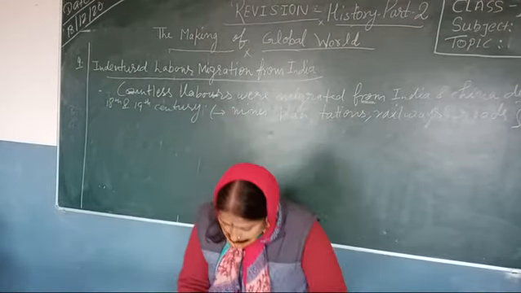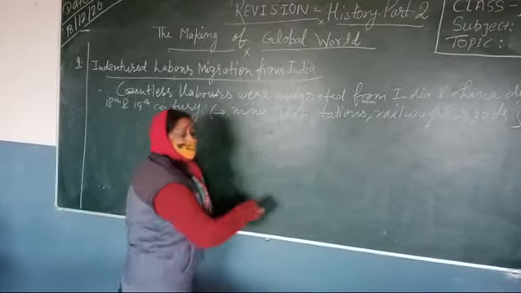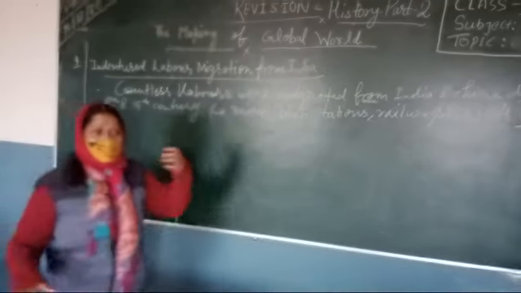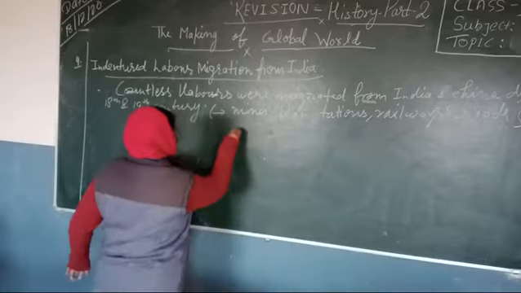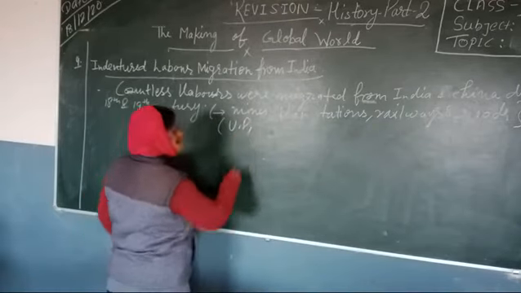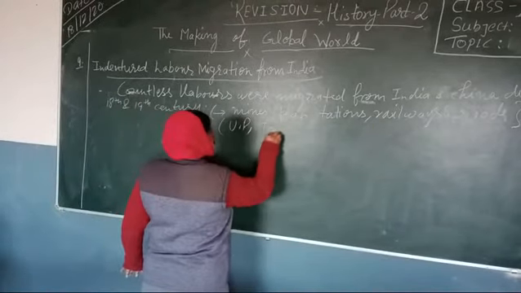So it is all about this, and it is also important to know which are the present-day areas from where they migrated. Among them, UP. They migrated from UP. Then Tamil Nadu.